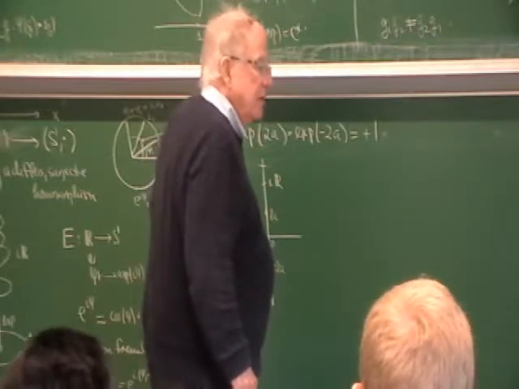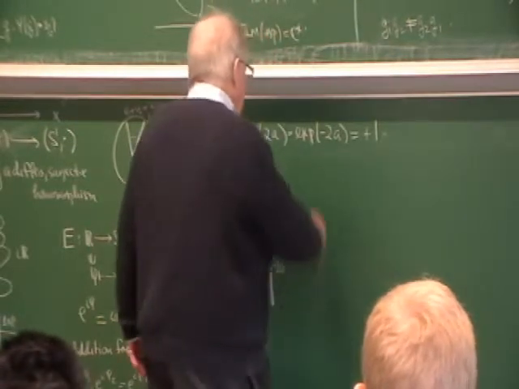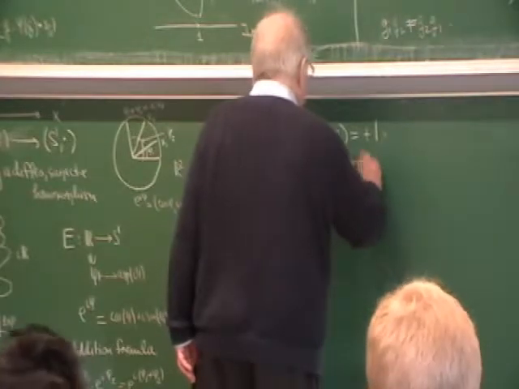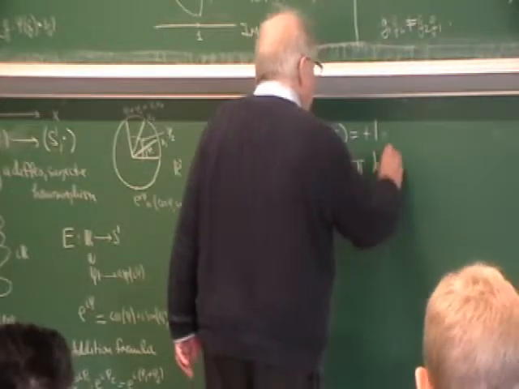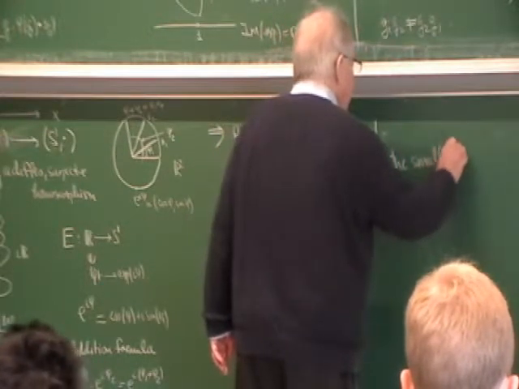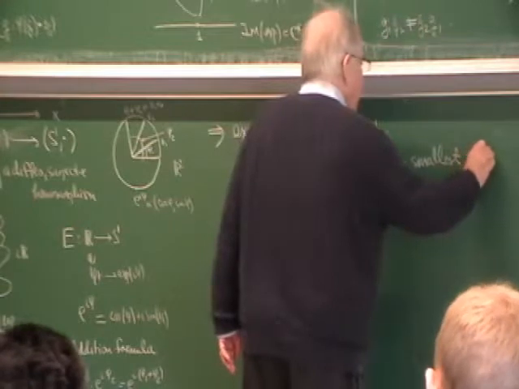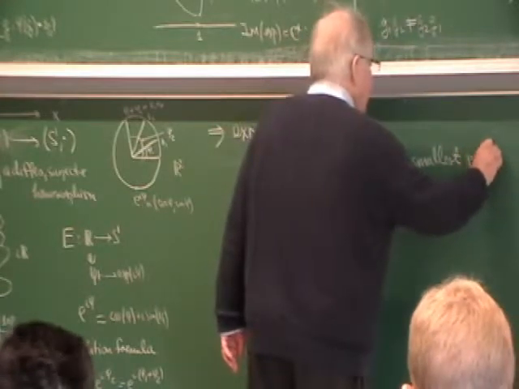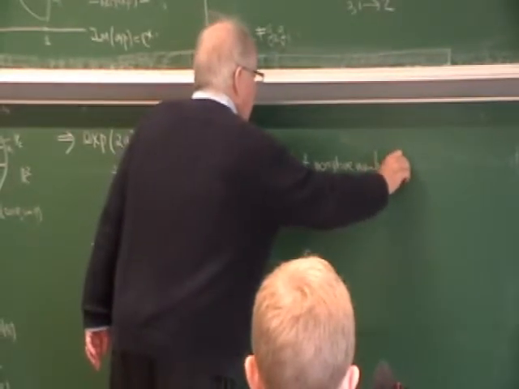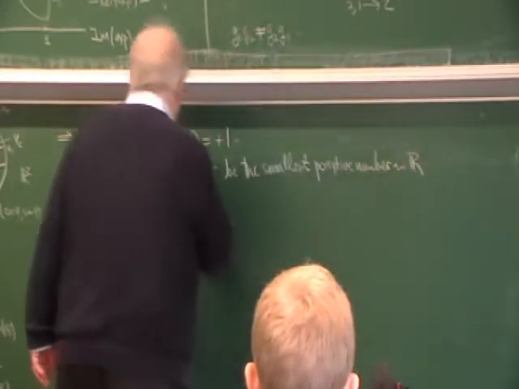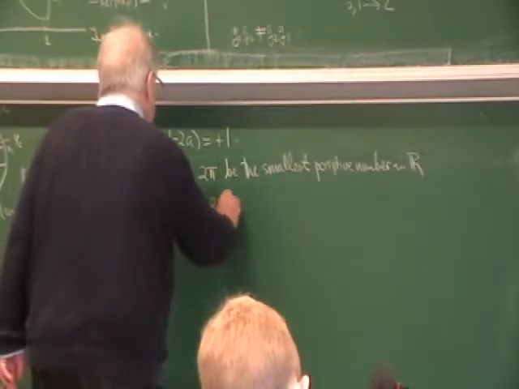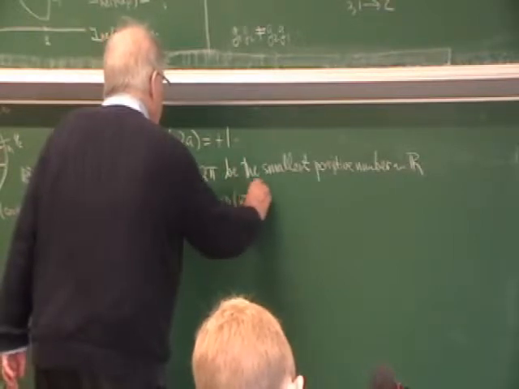And now, this is what, of course, our classic giants did. They didn't know how to write this down explicitly, but they said, let 2 pi be the smallest positive number in R with x of 2 pi i equal to 1.